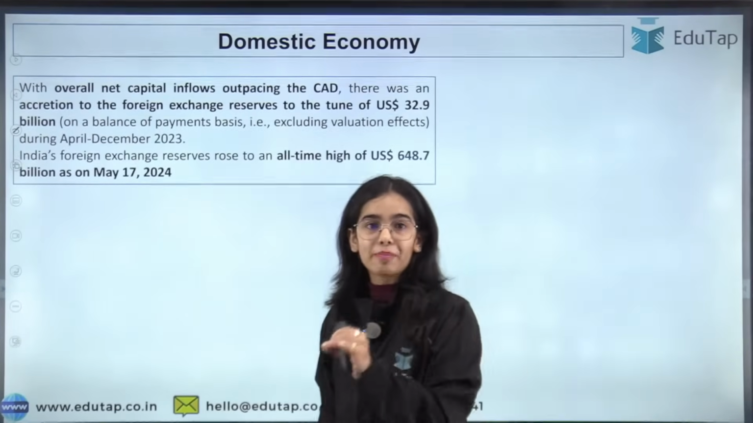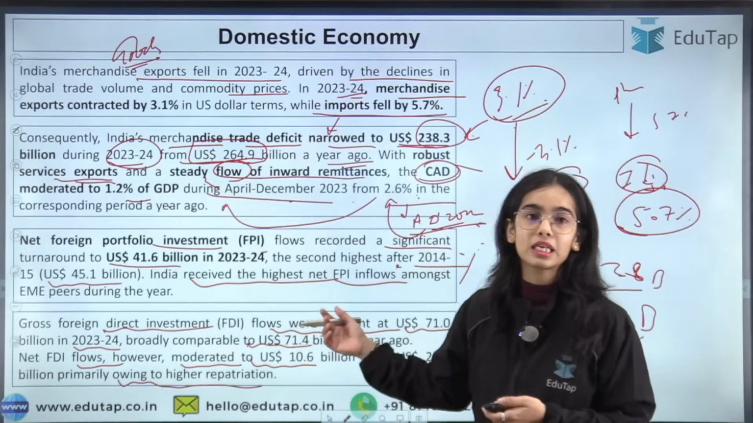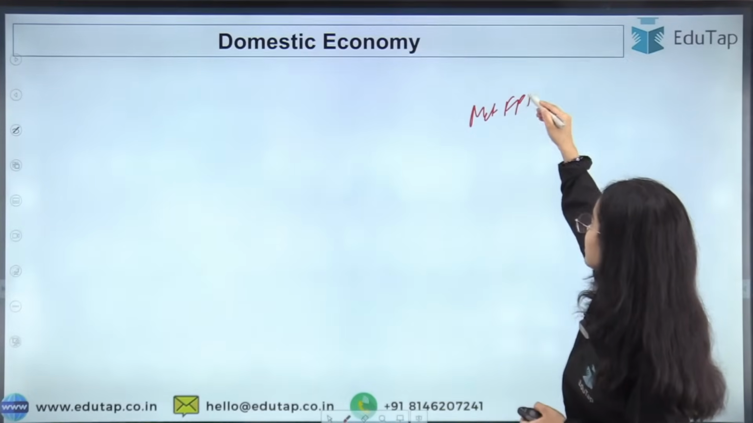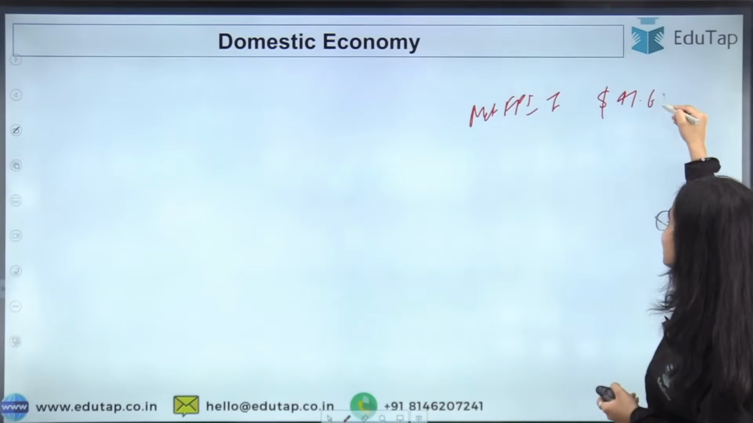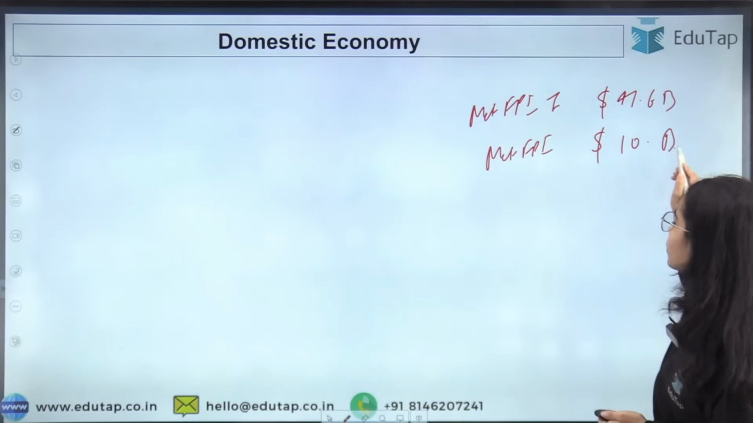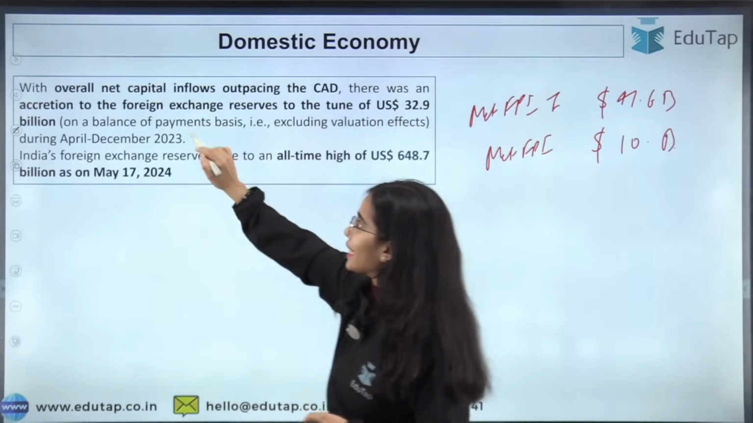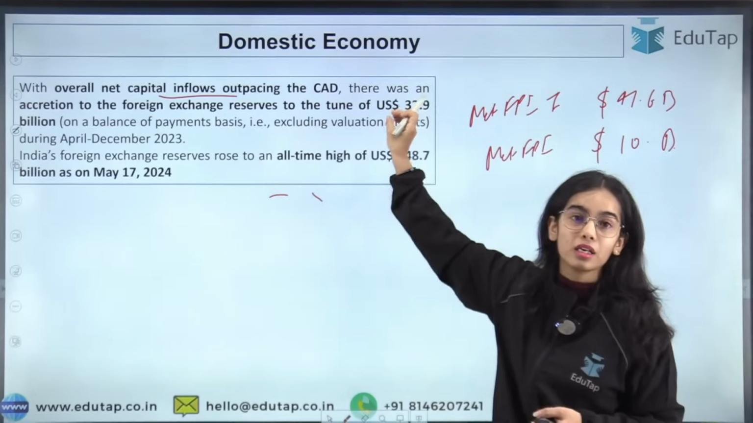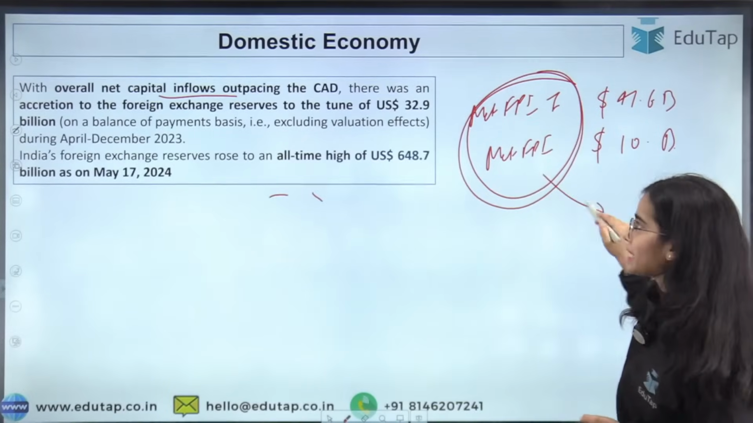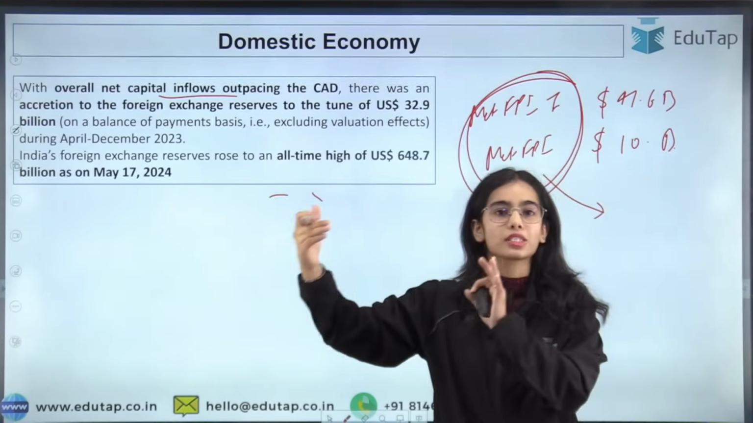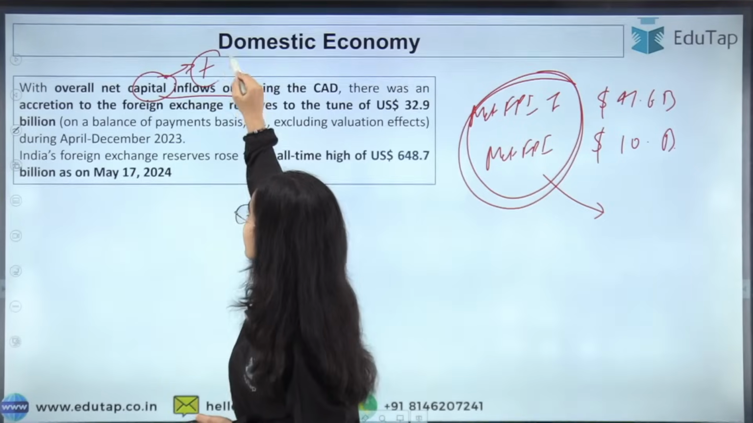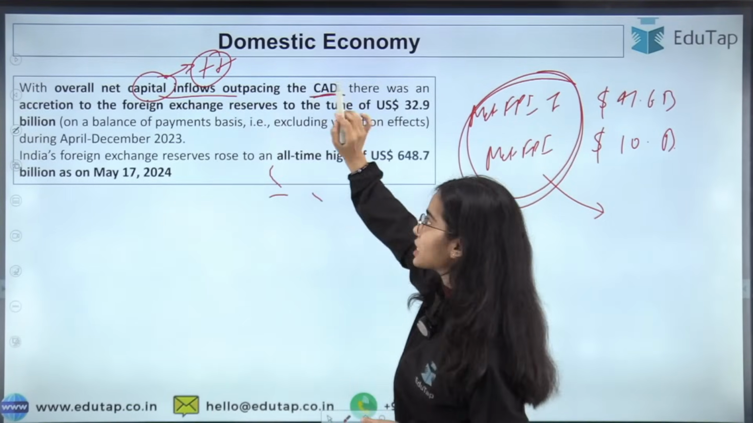Now with the overall net capital inflow, you can see that net FPI inflow is US dollar 41.6 billion. Net FDI inflow is US dollar 10 point something billion. So the overall net capital inflows have outpaced the CAD, that is the current account deficit. The capital account has totally covered the current account deficit. In the capital account, there is the surplus that has outpaced the deficit in the current account.